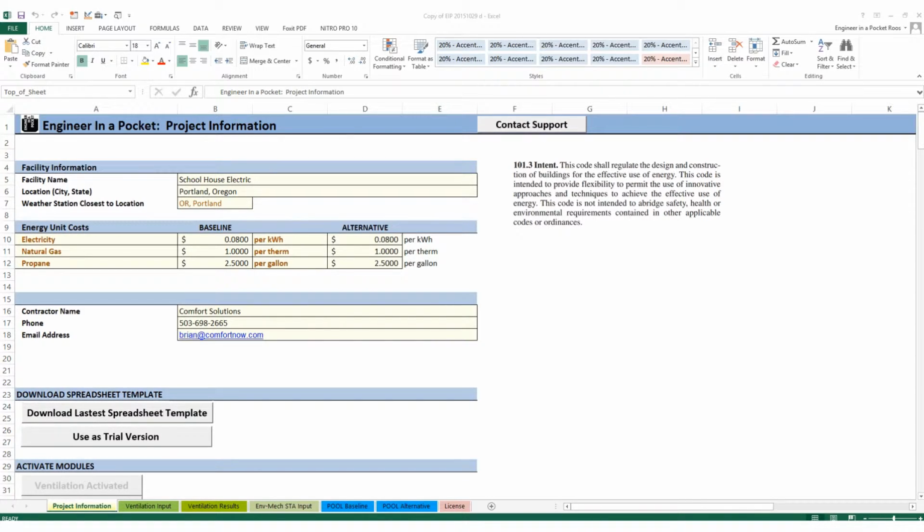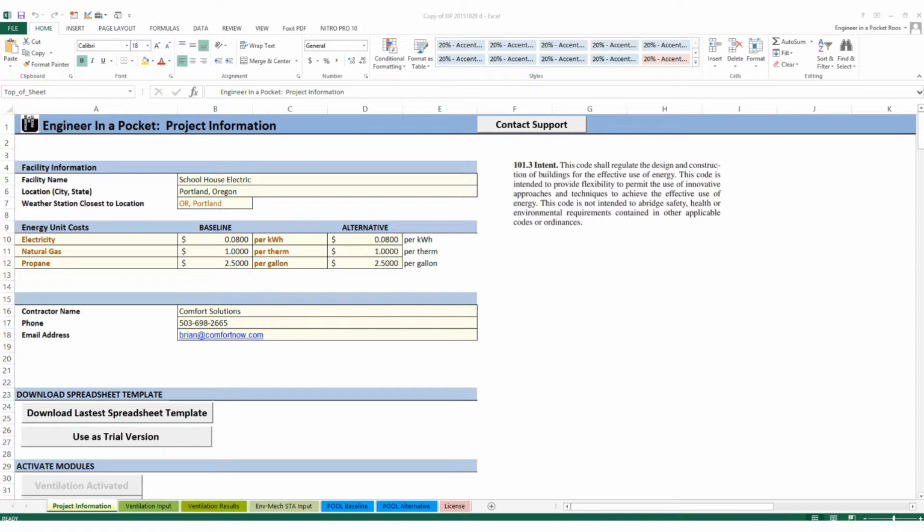However, if we can show that we are saving more energy with a superior mechanical than we are losing through the inferior envelope, then we have demonstrated that we have met the intent of the code. We are using less energy than a building built to prescriptive standards.